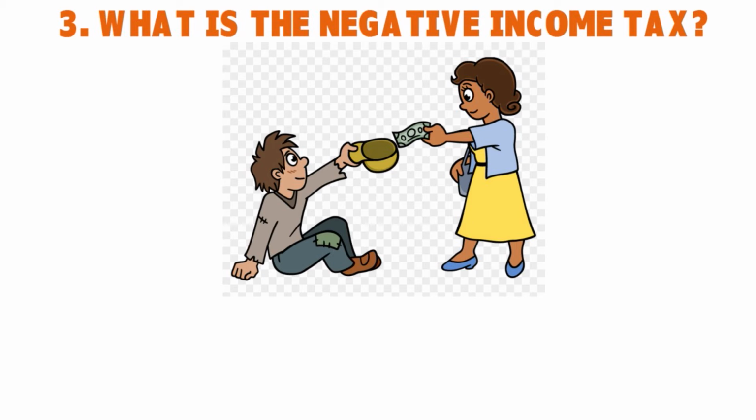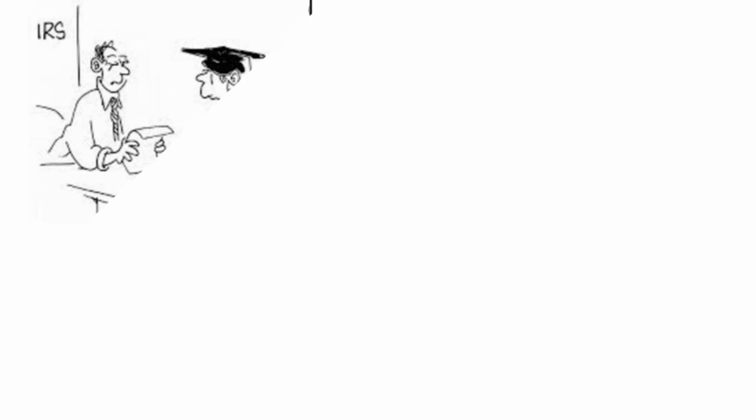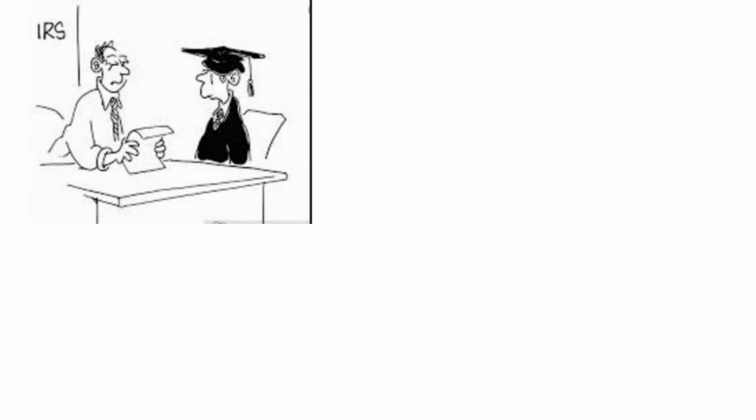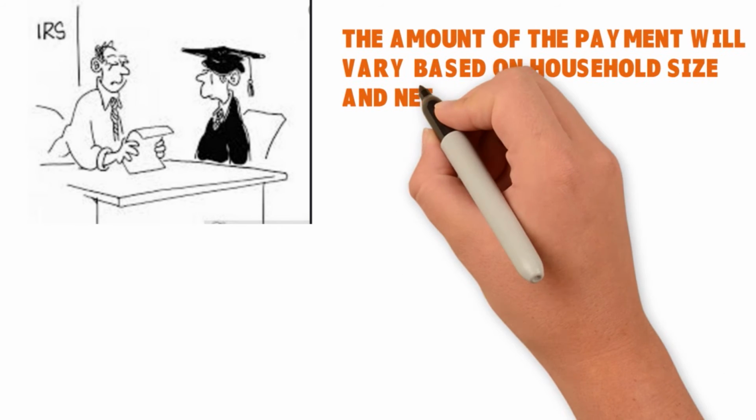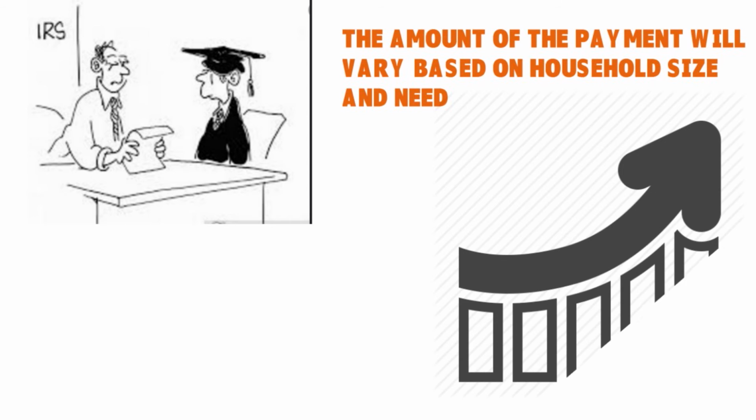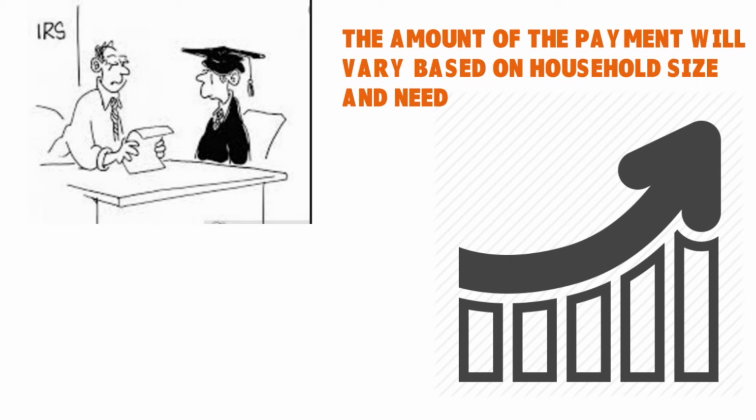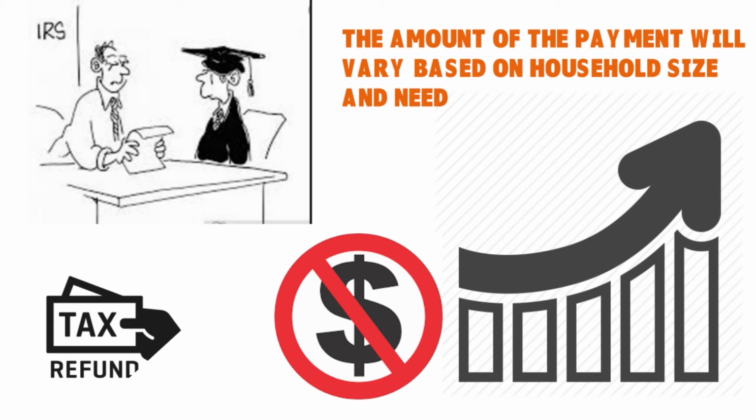So when a person with no or low income files for federal income taxes, he or she will then be eligible for a lump sum payment. The amount of the payment will vary based on household size and need. In other words, someone with no income will receive more money than someone with a little income, and someone with middle or high income would not receive any NIT at all, any negative income tax. The payment could take the form of a large refund at tax time or be divided into monthly checks.